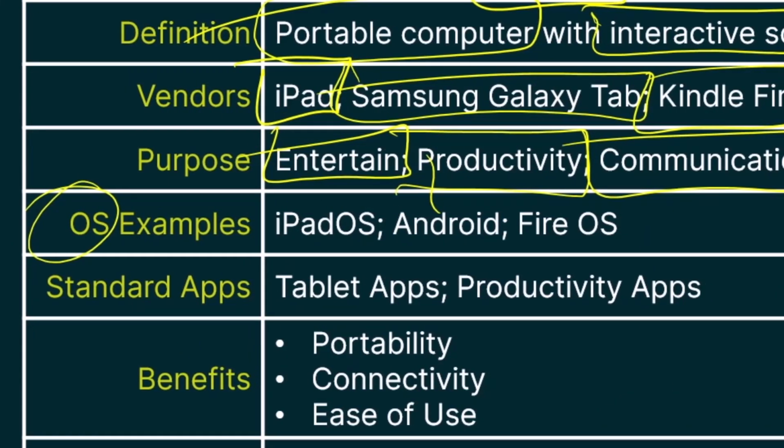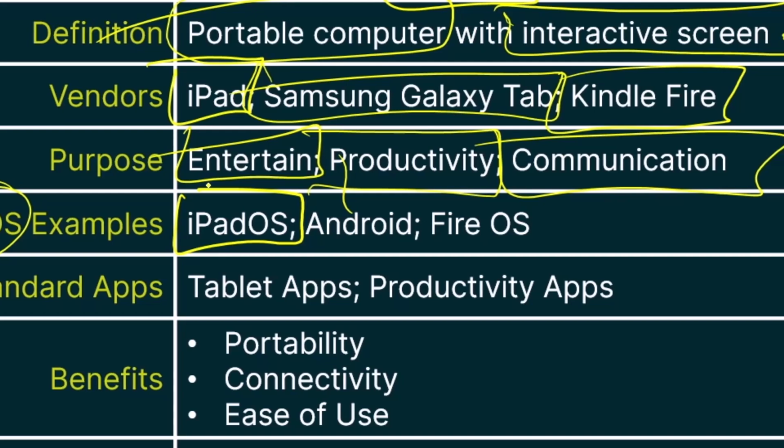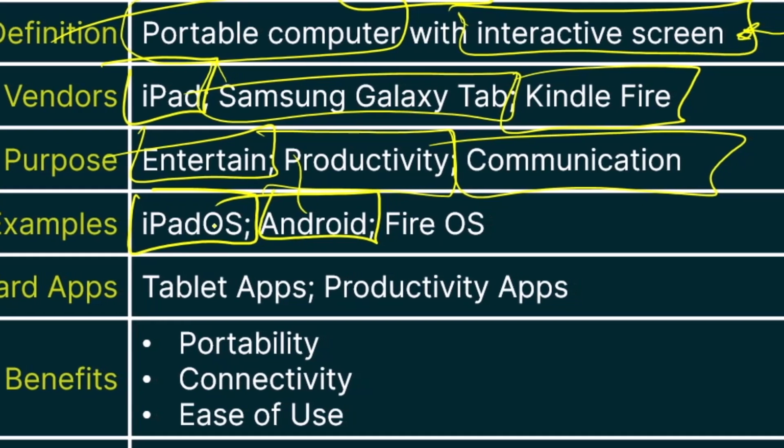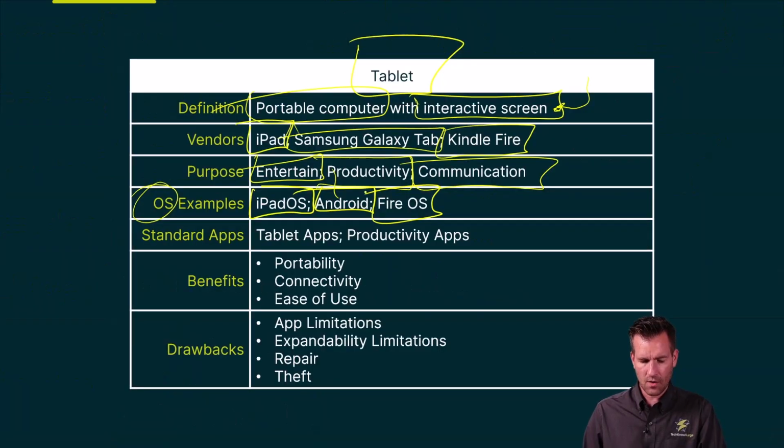Some OSs get installed on here, like the iPad has iPadOS and the Samsung has Android. The Kindle Fire has Fire OS on it. So there are different OSs that can be installed on these. And then there are a lot of standard apps that can be put on here. So there's a lot of selection on what apps can go on here.